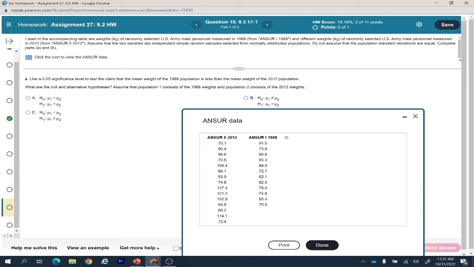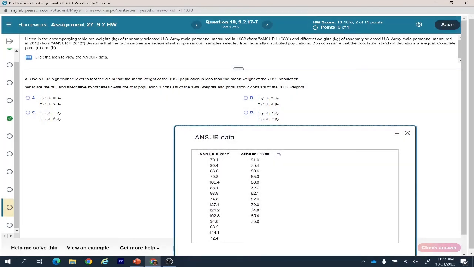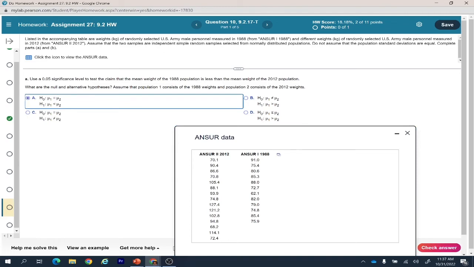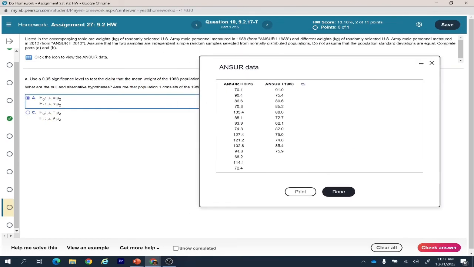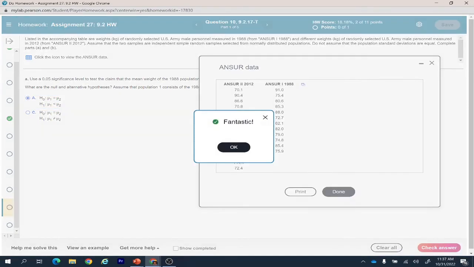Now assume that the two samples are independent simple random samples, independent and normally distributed, so it satisfies our requirement. Do not assume that the population standard deviations are equal. Now we need to find out what the claim is. Use a 0.05 significance level to test the claim that the mean weight of the 1988 population is less than the 2012 population. If this is mu1 and this is mu2, then mu2 is greater than mu1. So our null hypothesis is they are equal, and our alternative hypothesis is mu2 is greater than mu1.